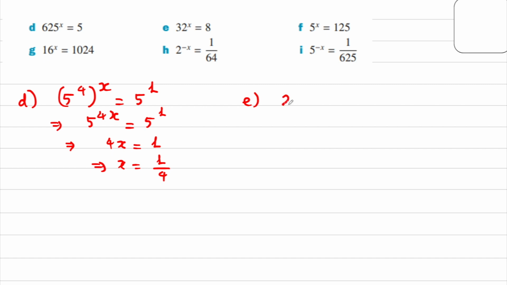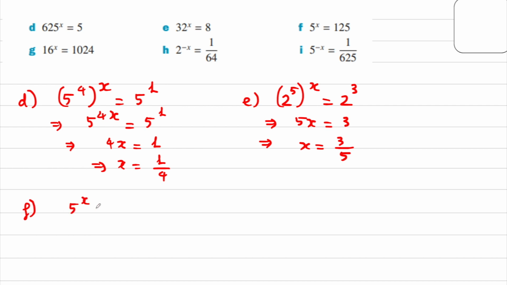The next one, you got 32 equals 2 to the power of 5. And here 8 equals 2 to the power of 3. And then you got 5 times h equals 3. This means h equals 3 over 5. Question F, you got 5 to the power of h on one side, and on the other side 5 to the power of 3. And now you got h equals 3.